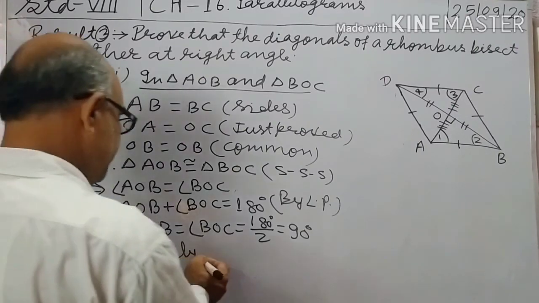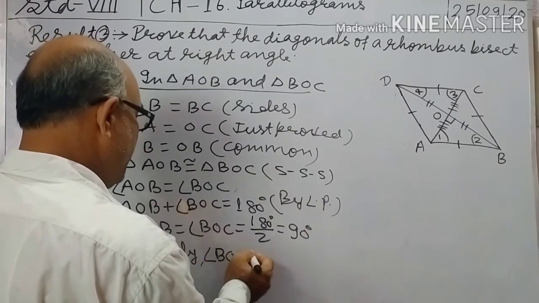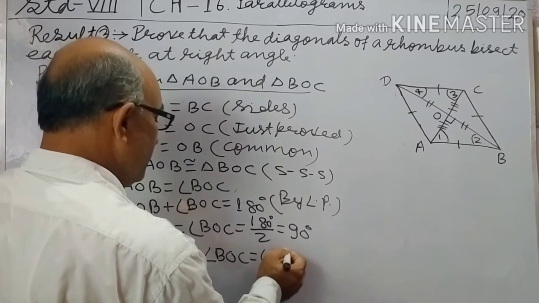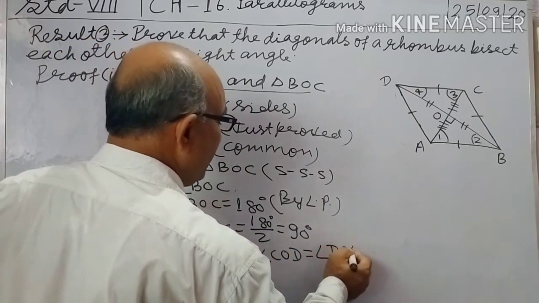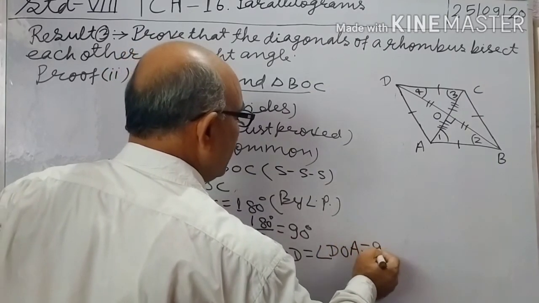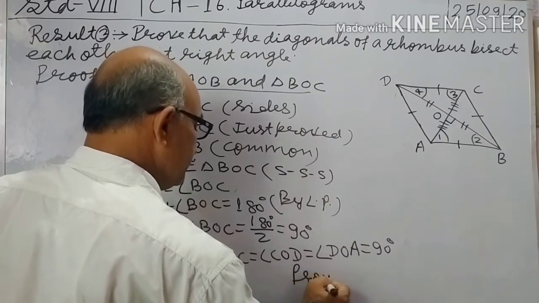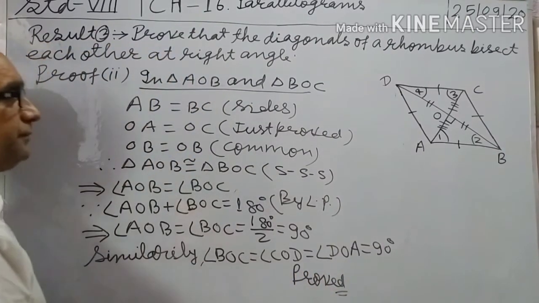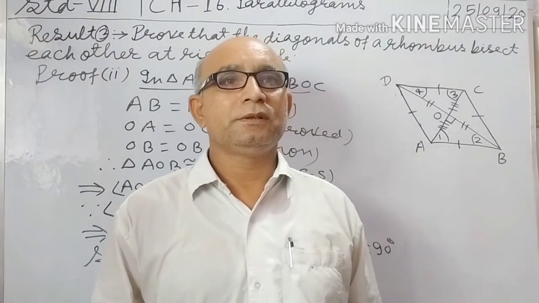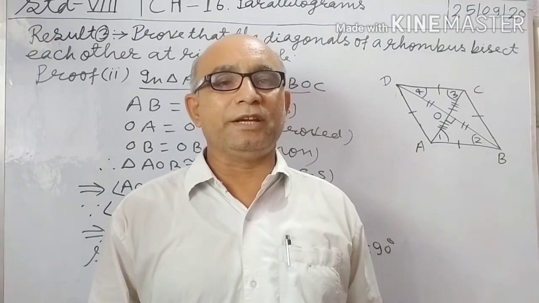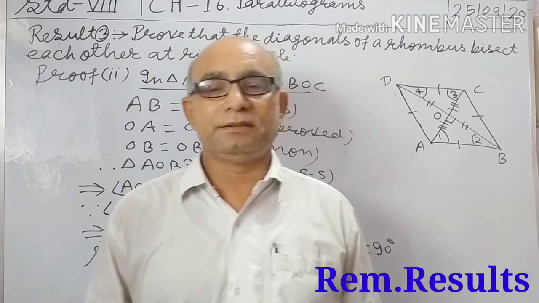Similarly, angle BOC equal to angle COD equal to angle DOA equal to 90 degrees. Proved. Right? Students, today your homework is revise and remember results. Thank you.